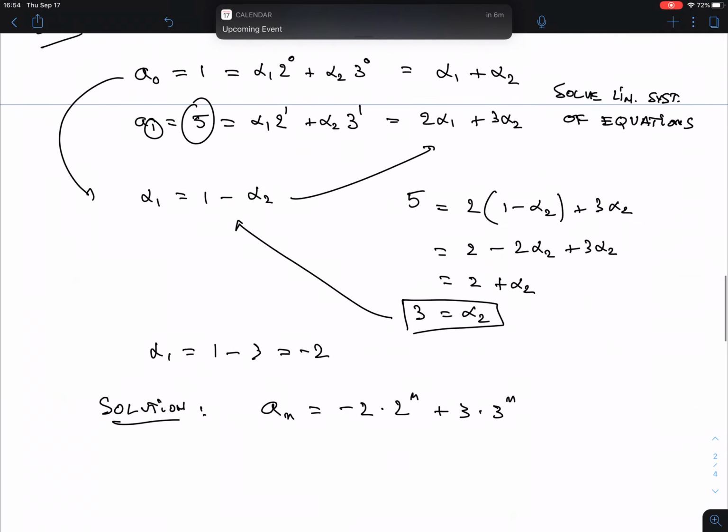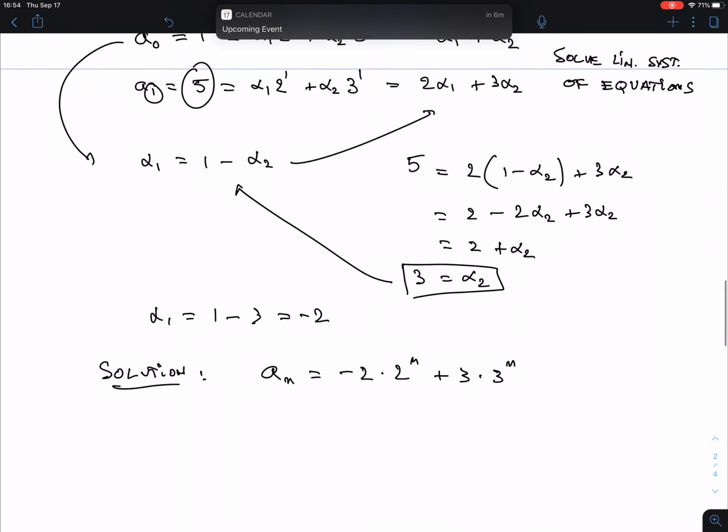And be very careful, right? I'm saying these are coefficients. They are not to the power n. Don't try to simplify this by combining minus 2 and 2. This is not minus 4 to the power n. This is minus 2 times 2 to the power n, plus 3 times 3 to the power n.